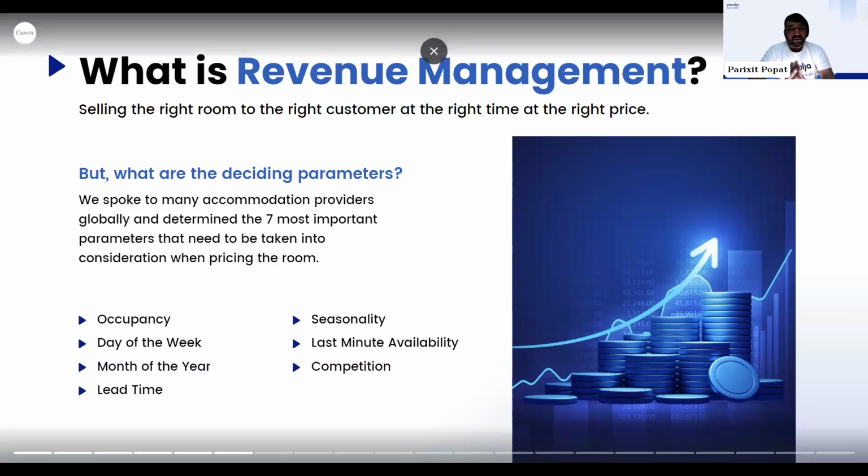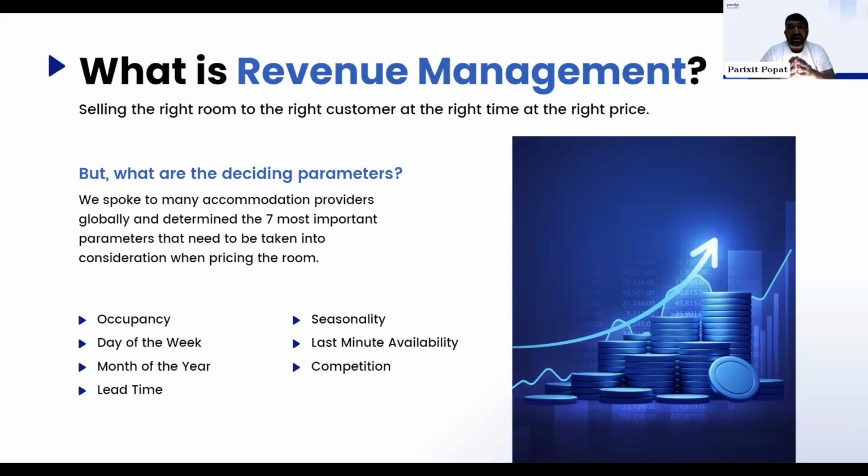So now we have moved from the traditional pricing of having one price or four seasons. Now we have moved to having more seasons. We are looking into having seven different parameters on which we have to do pricing. And that is what revenue management covers.